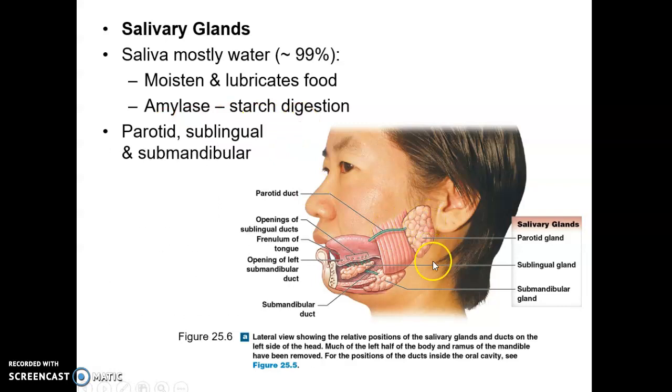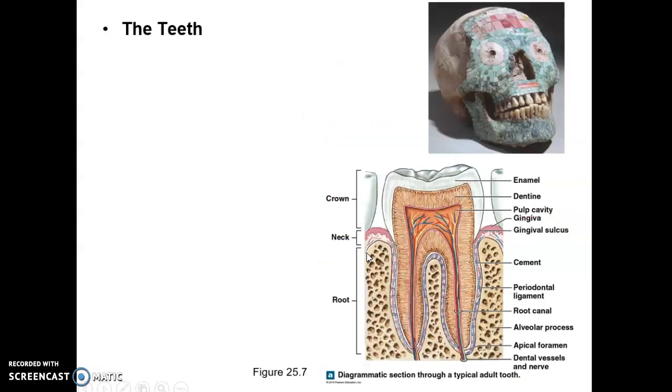We have the parotid salivary gland, just anterior and slightly inferior to the ear. We have the sublingual gland below the tongue, hence sublingual. And then the submandibular gland, just inferior to the mandible, at least part of the mandible, hence the name submandibular gland. And they all have their little ducts to empty saliva into the oral cavity.